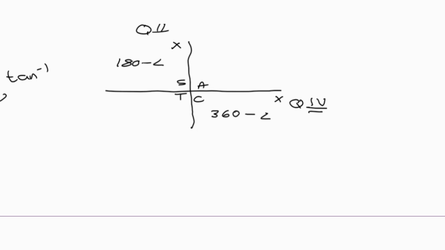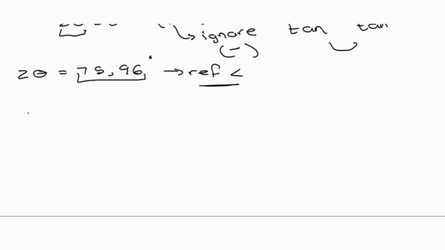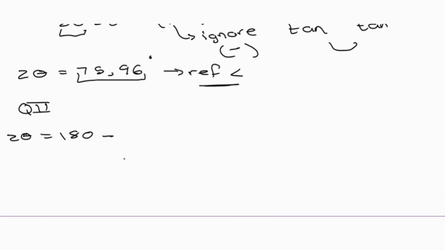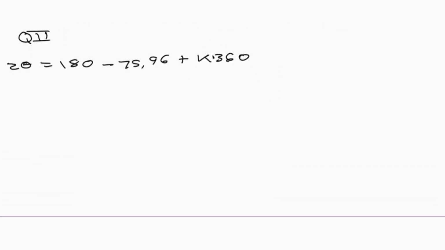Let's go and find the general solution for that. Let's do quadrant 2 first. So we're going to say 2 theta is equal to 180 minus our reference angle. What is our reference angle? We just found it here. That's 75,96 plus K360. When I say K360, it's literally just K multiplied by 360. You don't really need to show that there because we know it's there.